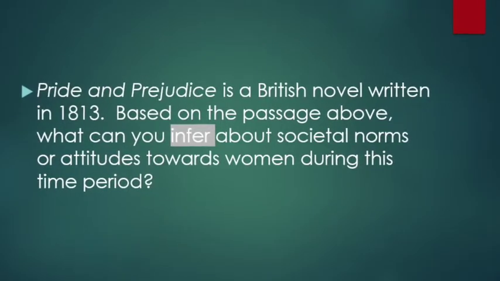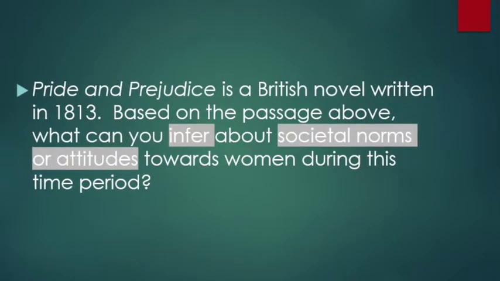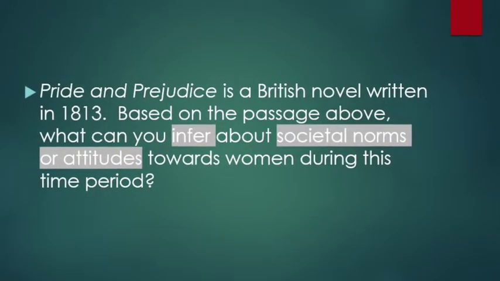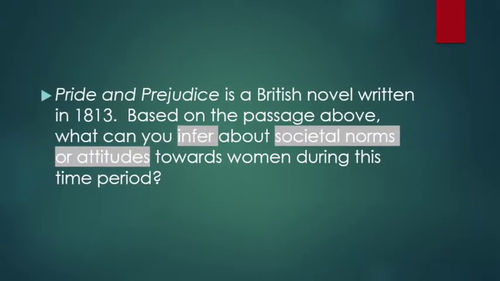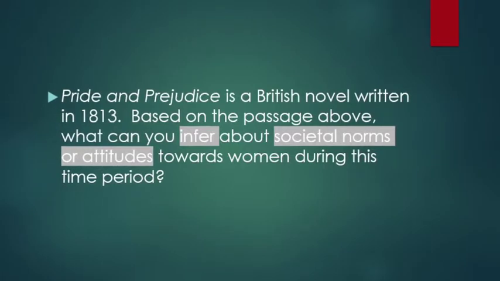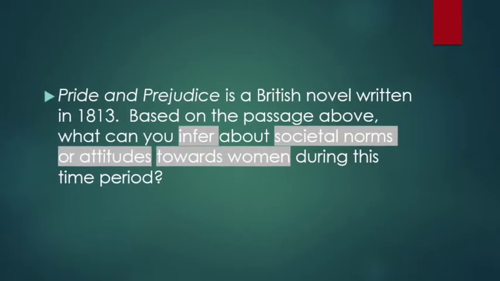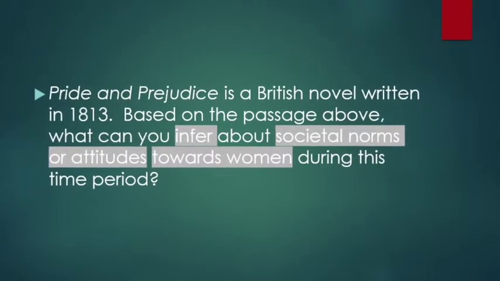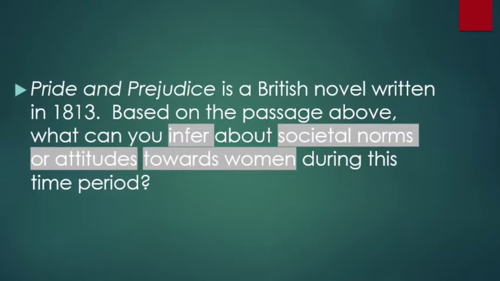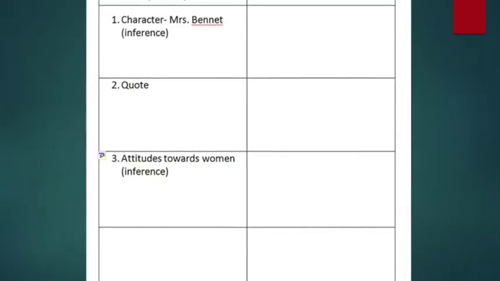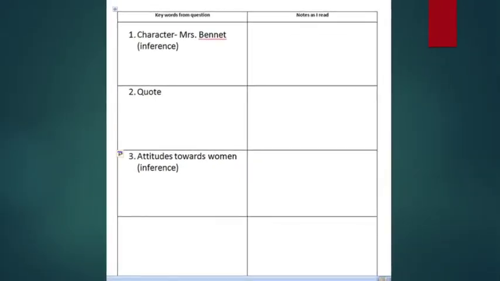So next, as a good reader, I'm thinking, what am I making an inference about? So I see that I'm going to be making an inference about societal norms or attitudes. And what societal norms means is what is normal for that particular society, or what is that society's attitude towards something. And next I'm looking at, well, what is it towards? What are they asking for? And they're talking about what are that society's attitudes towards women. And I know that they might be different than current day societies. So I'm going to write that exactly into my graphic organizer. Go ahead and pause the video and write that in now.